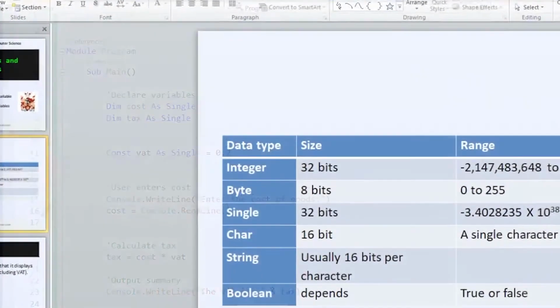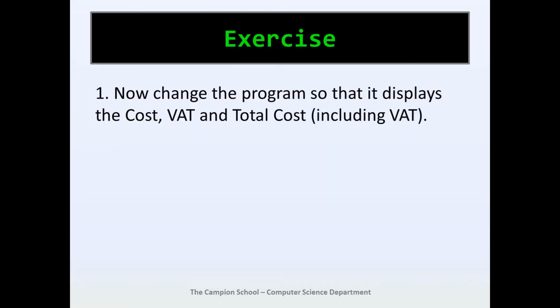So what we're going to do, I've got one exercise. I want you to change the program that we just looked at. You can rewind and have a look at that. Change the program so it displays the cost as well as the VAT and then its total cost.